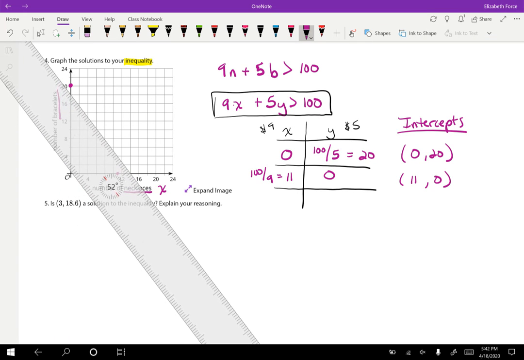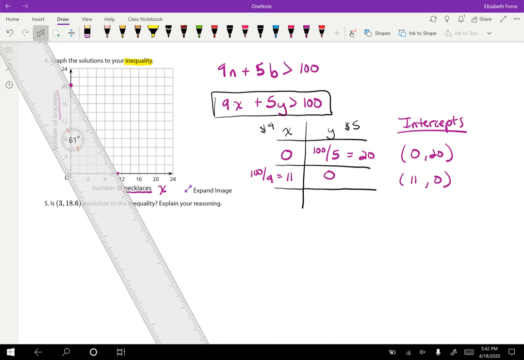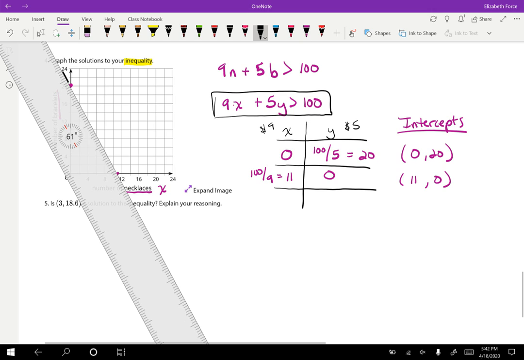Remember, this is probably the quickest way to graph a line, and put it through these 2 points. Now this is a strict inequality, so I'm not going to make a solid line. I'm going to make it dashed because I want to make more than 100. I don't want to make exactly 100. So I'm going to see if I can dash along there. There you go. Perfect.